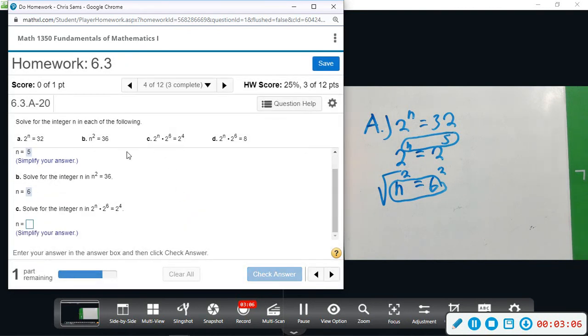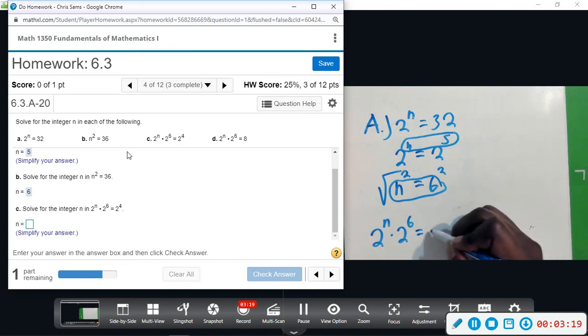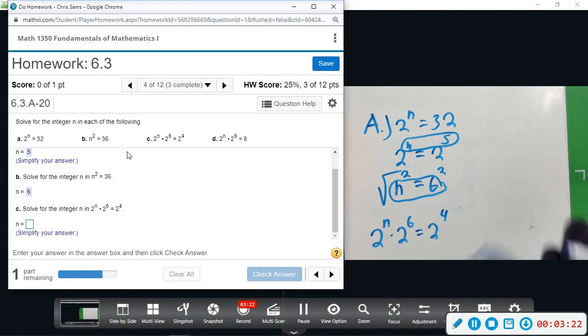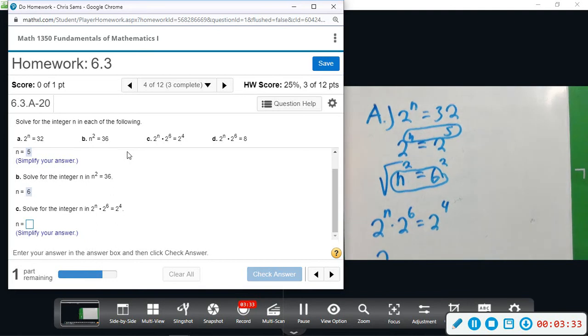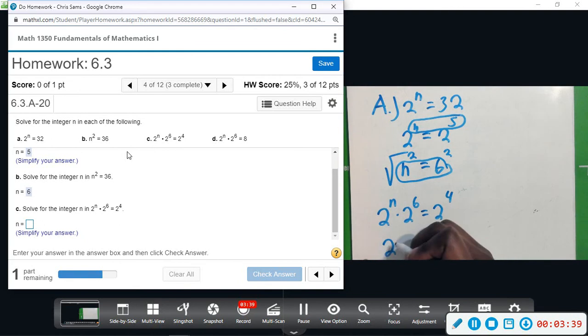This one is a property of exponents. You got to go back and remember that property. We have 2 to the nth times 2 to the 6th equals 2 to the 4th. And so when you multiply, you add the exponents. So we have base 2, which we can't see that. We'll have n plus 6, and that equals 2 to the 4th.